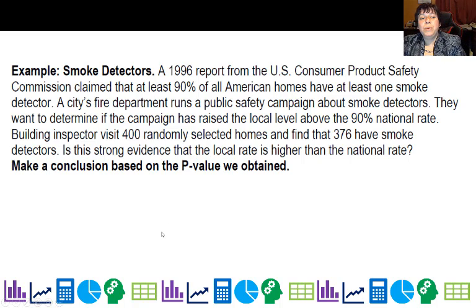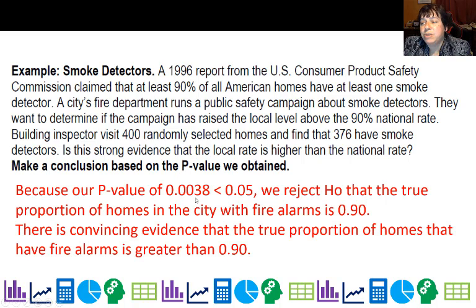All right, let's revisit our smoke detectors and make a conclusion based on the p-value we obtained. Well, we had a p-value of 0.0038. That's really low. That's less than 0.5%. So since that is very low, we're saying, ooh, okay, that sets off alarms. Haha, get the pun. It's less than 0.05. We reject the null that the true proportion of homes in the city with fire alarms is 0.90. There's convincing evidence that the true proportion of homes that have fire alarms is greater than 0.90.